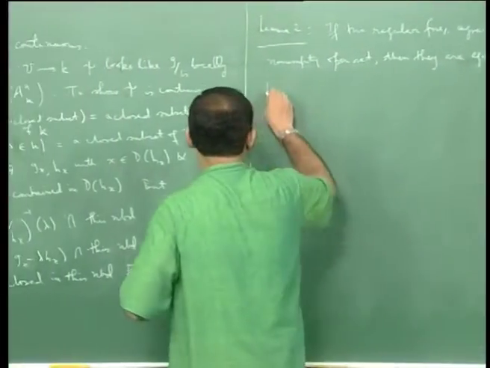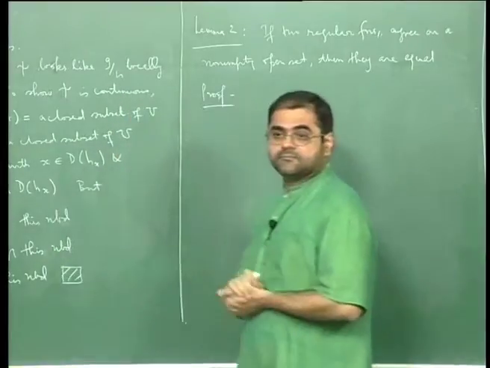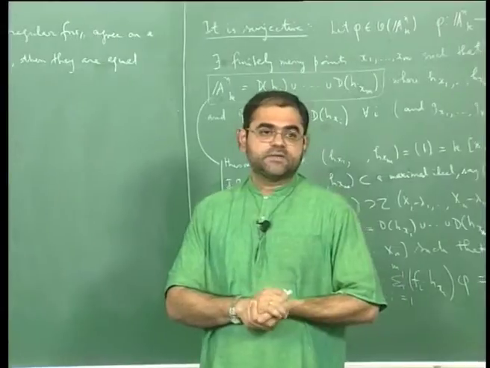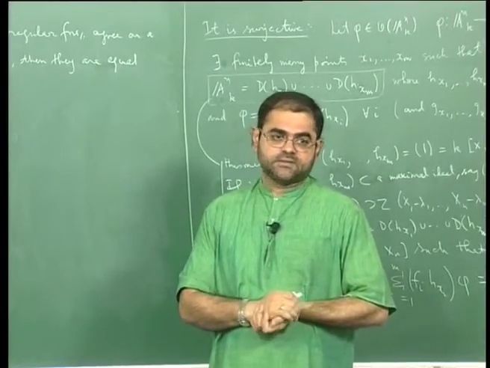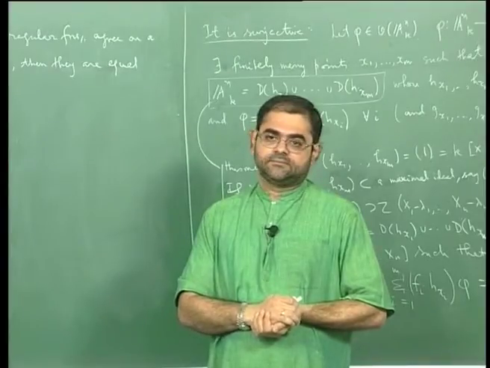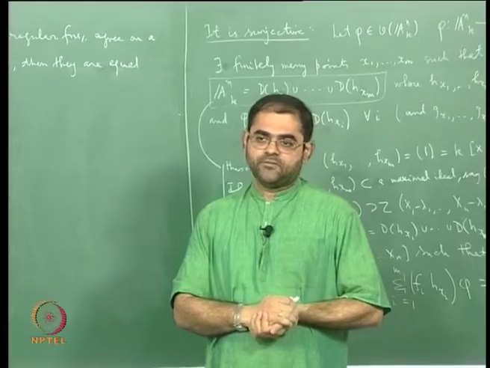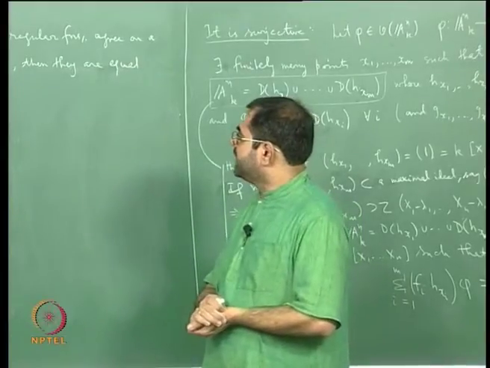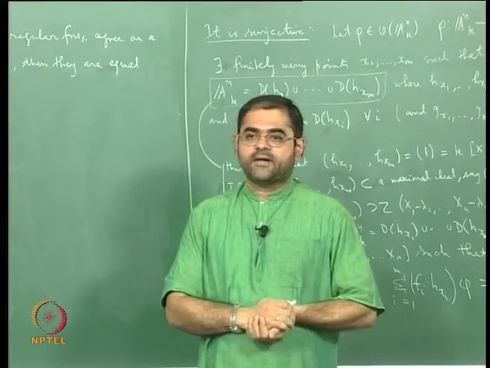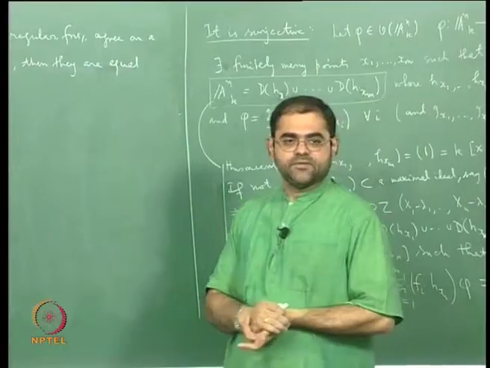Proof is 2 lines. Proof is trivial. Two functions agree on a non-empty open subset means the difference function is 0 on a non-empty open subset, but any non-empty open subset is dense, for the Zariski topology. So you have a continuous function that is 0 on a dense open set, so it has to be 0 everywhere, so it is obvious.